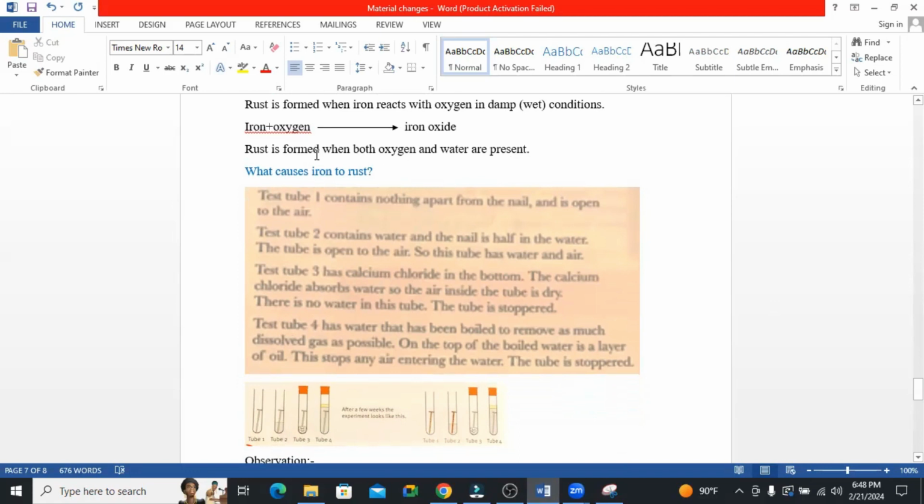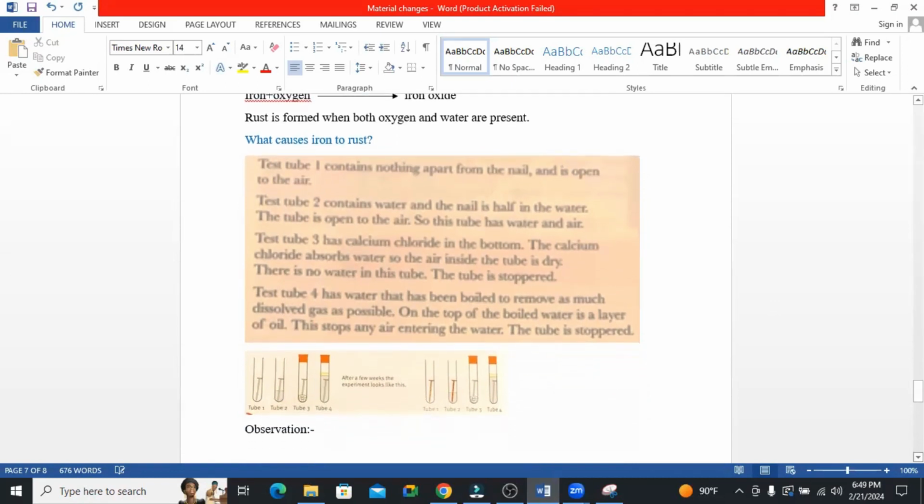If there are no water particles or moisture, then rusting is not happening. If there is water but no oxygen, rusting is also not produced. Now we will see what causes iron to rust, the things that make the iron rust.